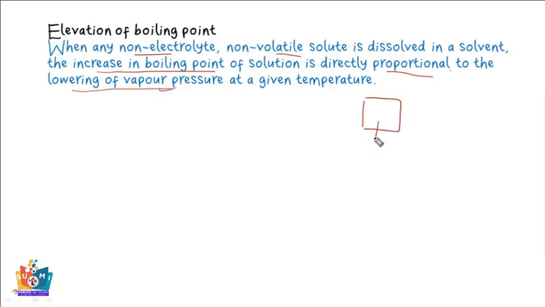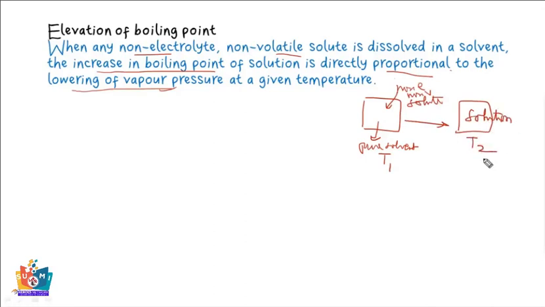Now, in a similar manner, take a pure solvent having boiling point T1. If a non-electrolyte, non-volatile solute is added to it, this becomes a solution. And the solution will have a different boiling point, T2. Which is higher, which is greater, T1 or T2?